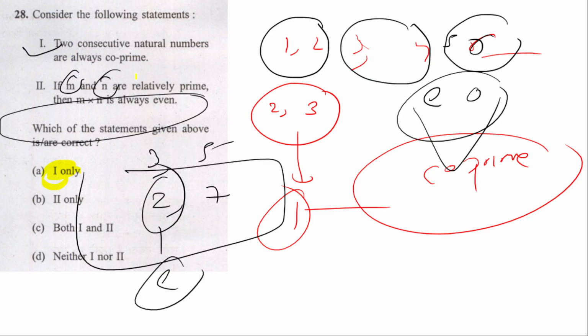The first one is very easy, the second is also very easy. They are relatively prime numbers. Yeah, I think that is the right interpretation of this question.